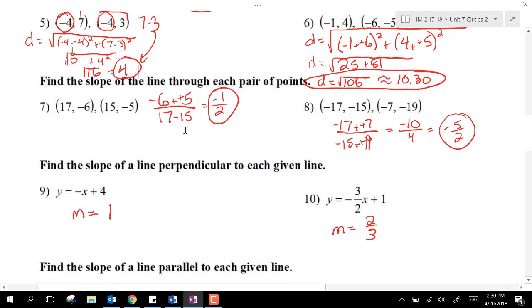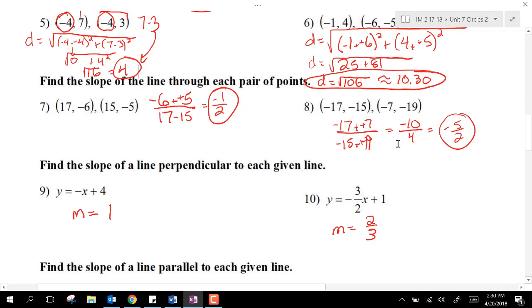Find the slope of the line through each pair of points. So this is our y2 minus y1 over x2 minus x1. So it's very similar to the distance formula. But here we chose negative 6 first, minus negative 5, which turns into plus positive 5. And then we started with the negative 6 for the numerator. So the denominator we have to start with 17. 17 minus 15 is 2. Negative 1 plus 5 is negative 1. So our slope is negative 1 over 2.